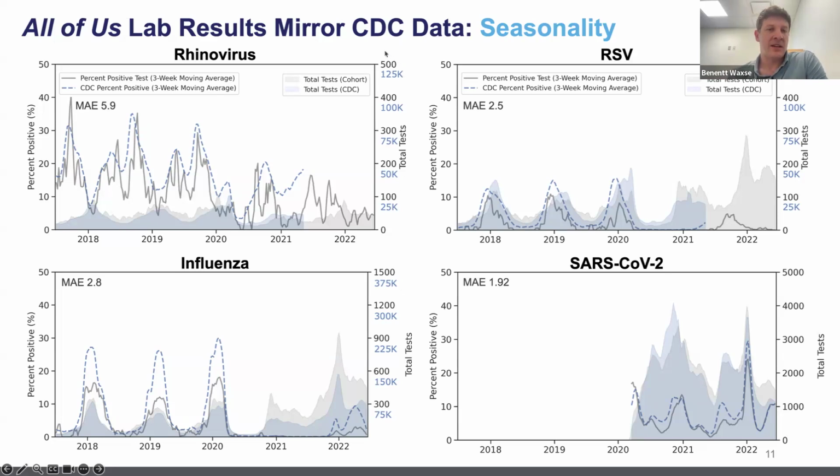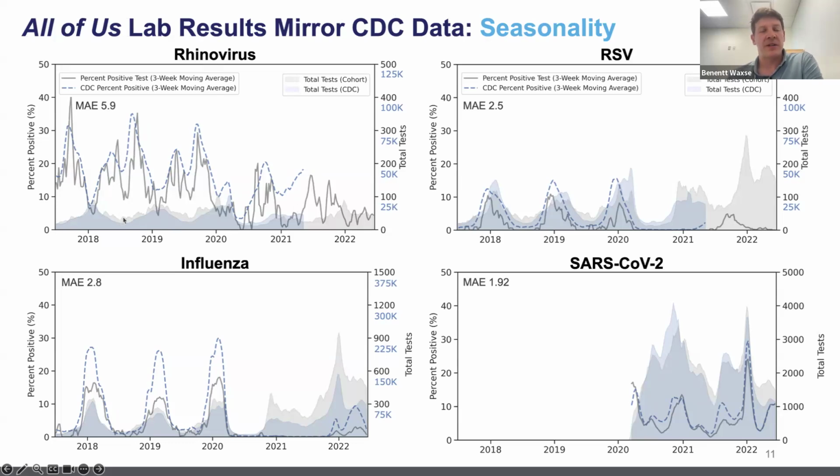And you can see that this corresponds to the right y-axis, and the absolute numbers are much different. Of course, All of Us is 200 times smaller than the national CDC repository here, and so those are scaled to show similar trends. But overall, you can see the number of tests sent fluctuate year in, year out. So let's focus first on rhinovirus on the top left.